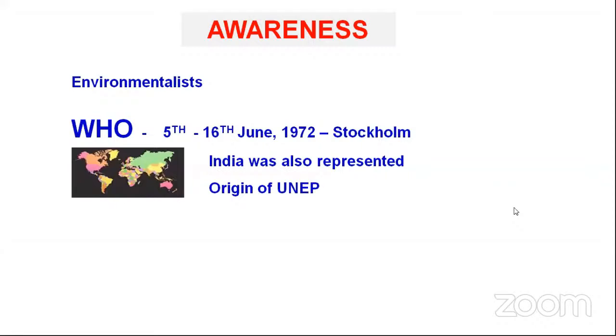Now, who all attended this conference? About 150 country premiers, prime ministers, the heads of the states, were the members. They attended this conference, and at the end of the conference there was a resolution, and the United Nations Environment Programme was inducted. And under that, there was a United Nations Developmental Program. So that means we have to develop the environment.